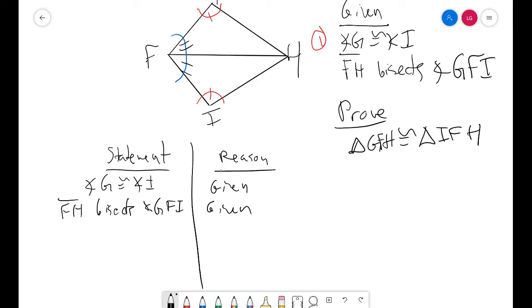Okay, so what do we really want to say next? Well, let's look at our diagram here. So we have the two kind of opposing angles, G and I, that are congruent to each other, and then we have this kind of internal line segment bisecting this other angle, GFI. So the bisection creates something that we need to state, that the angle GFH is congruent to the angle IFH.